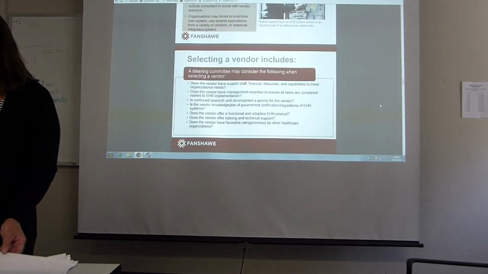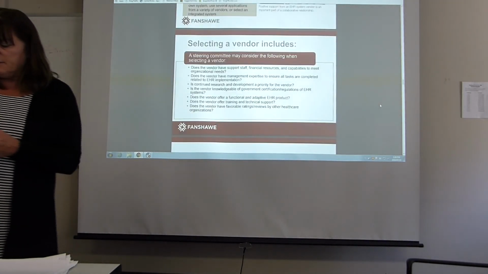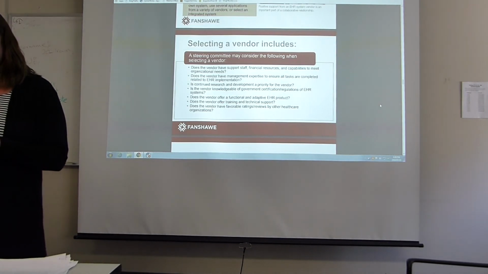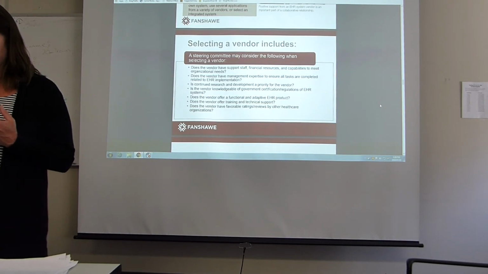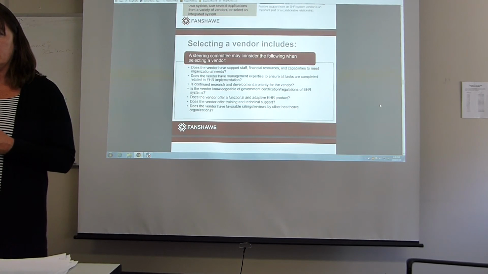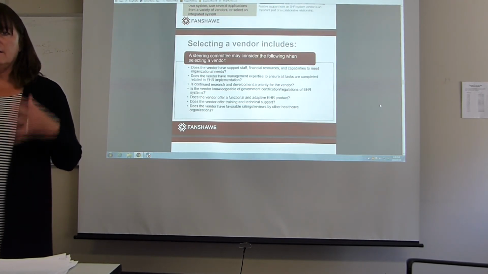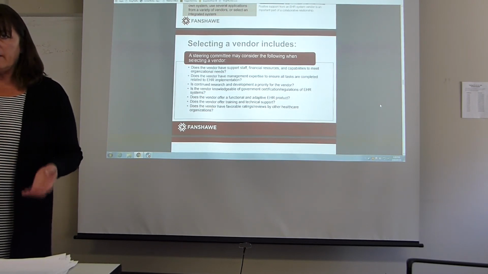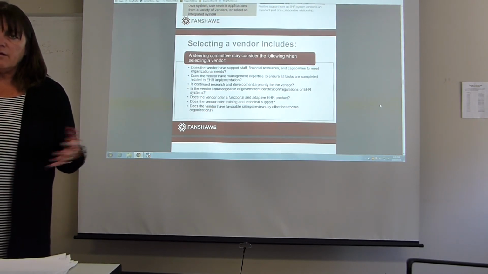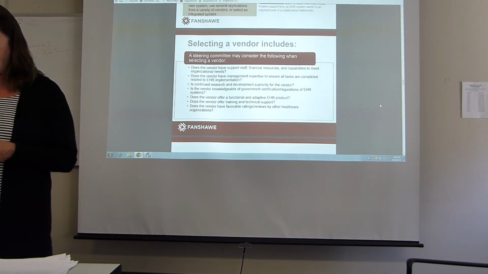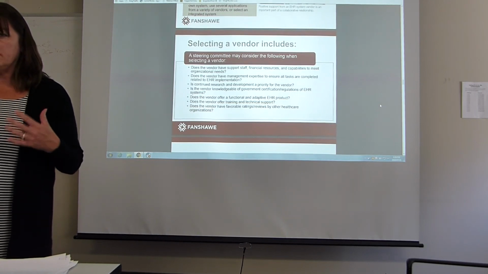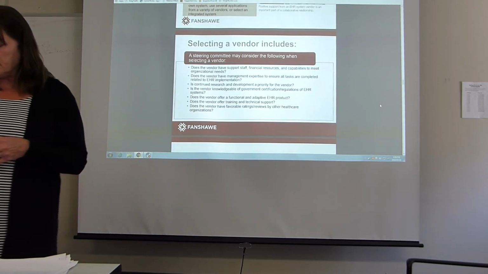Next slide, please. A steering committee may consider the following when selecting the vendor. Does the vendor have the right supports in place? Do they have the financial resources to do this and the capabilities to meet the organization's needs? So do they have enough people that can come on site and assist us with this? Are they flying them from across the country or in the nation? So what's their current state? How ready are they to help us with this implementation?